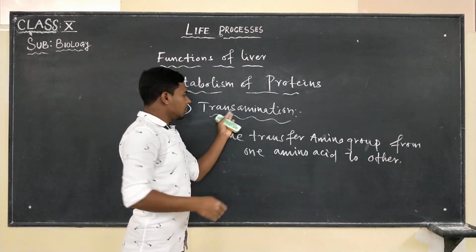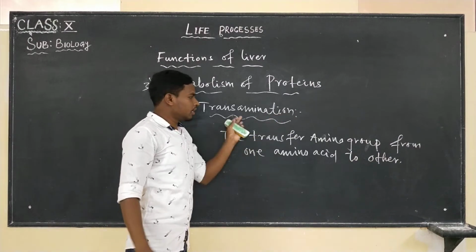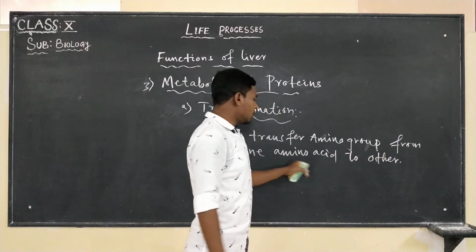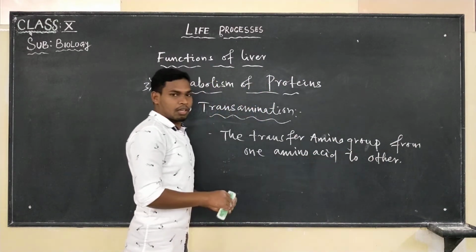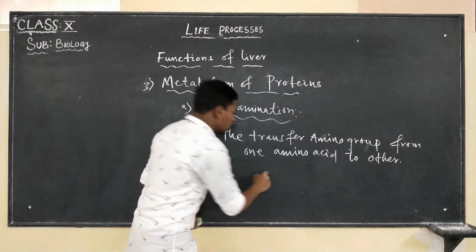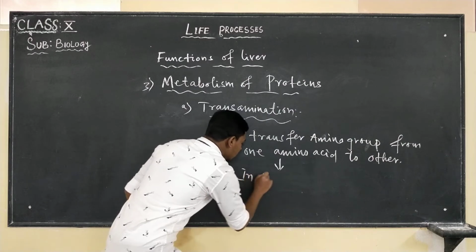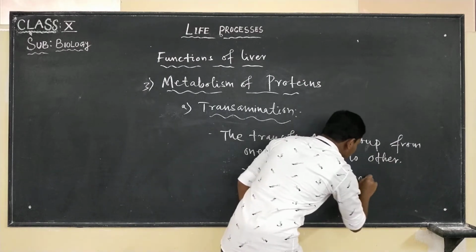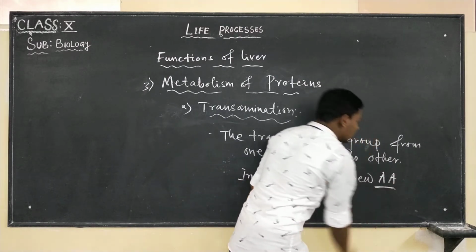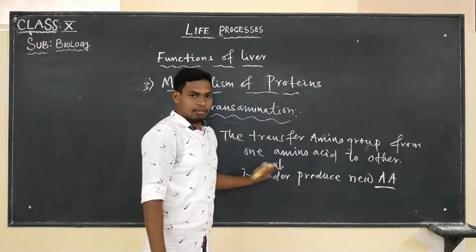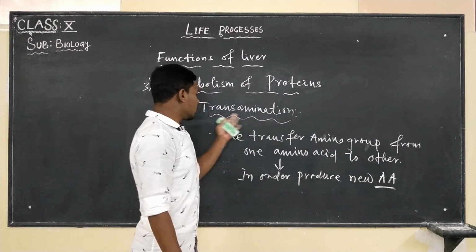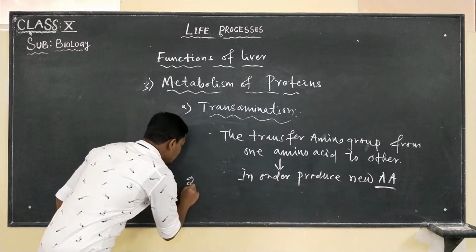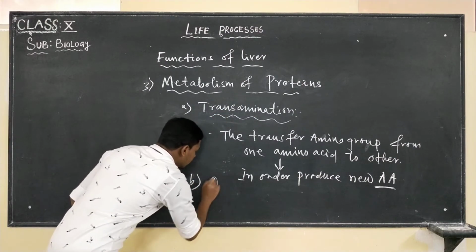Trans means change. Changing of amino group is known as transamination. So here is the definition: the transfer of amino group from one amino acid to other, in order to produce new amino acids, which are very important for us. And the next process that takes place in the metabolism of proteins is deamination.